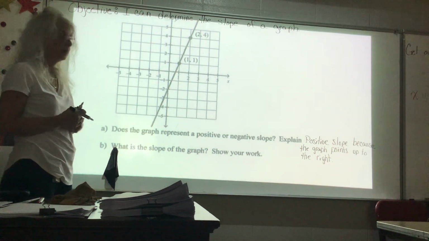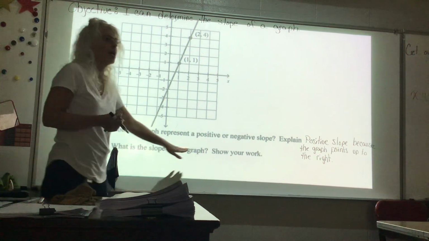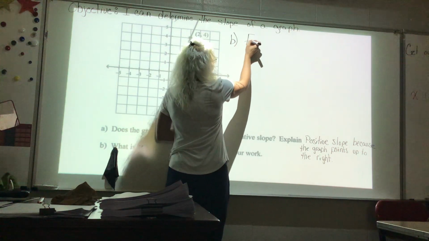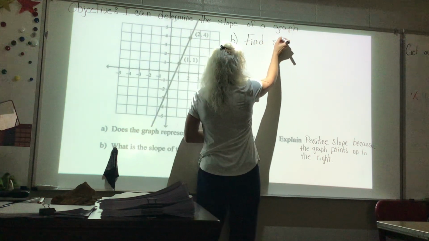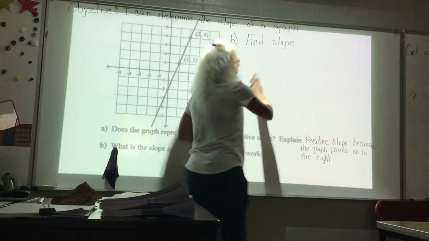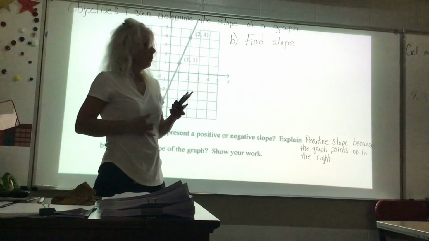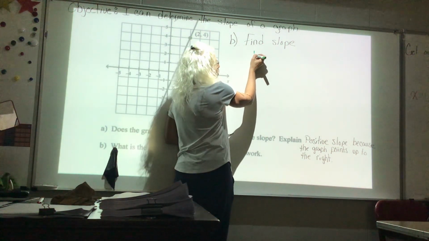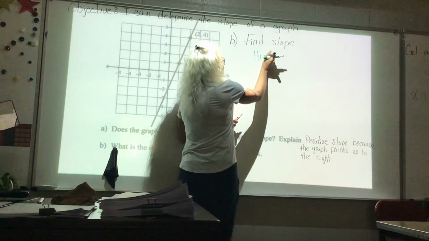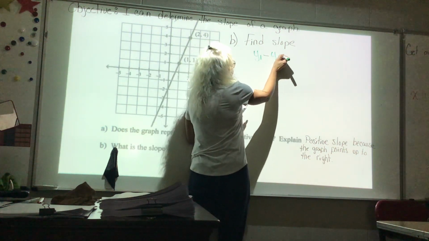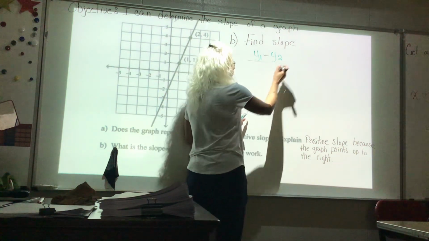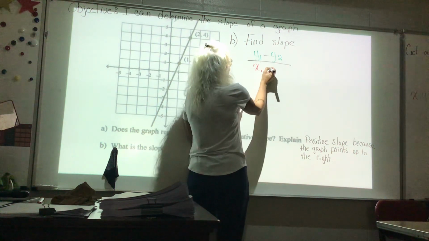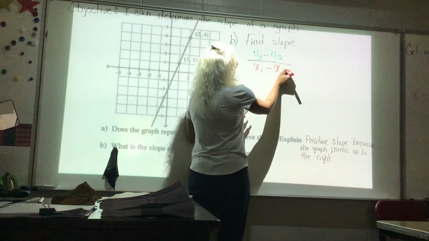Part B, it says, what is the slope of the graph? So I'm going to do my part B up here. Everybody write down "find slope." That will help you to remember why you're going to do what we're going to do. To find the slope, you're going to take y sub 1 minus y sub 2 and put that over x sub 1 minus x sub 2.